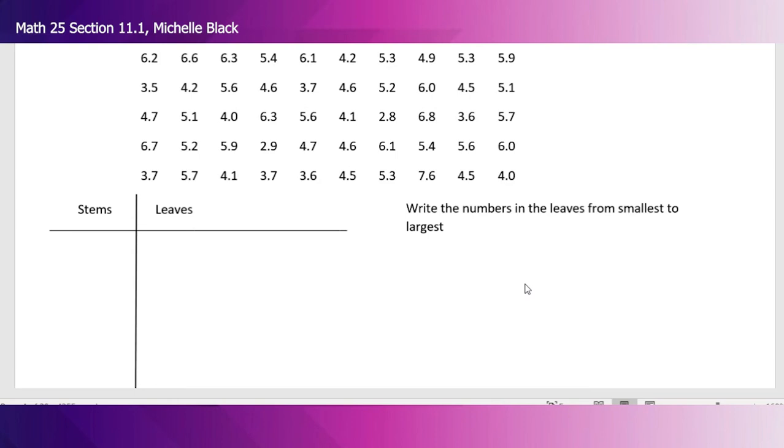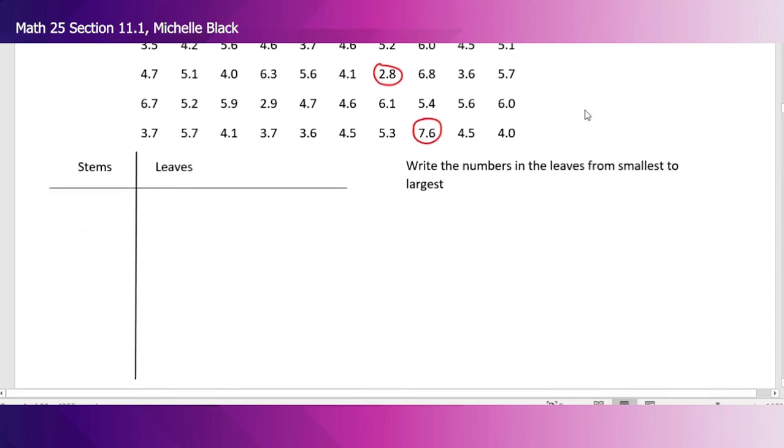So what we need to do is determine our lowest value in this data and our largest, so lowest and highest. The smallest one that I see is 2.8, and the highest data value that I see is 7.6. So this means that our stems need to range from 2 to 7, and we can't skip any numbers. Even if you don't have any leaves for these stems, you still need to write out the numbers.